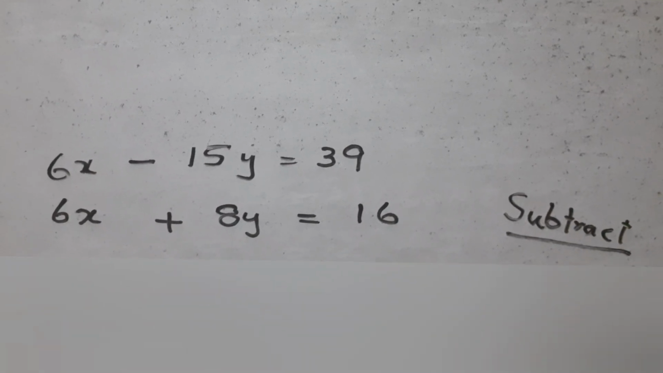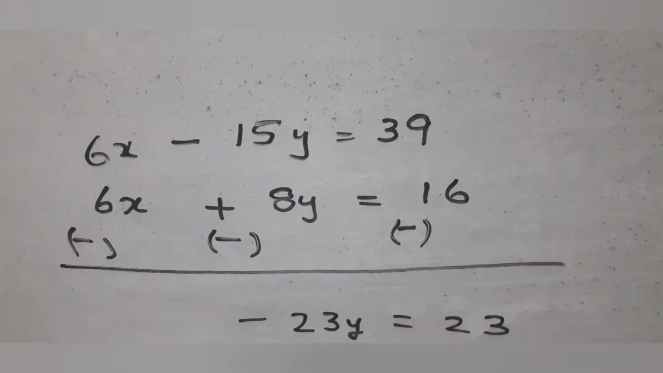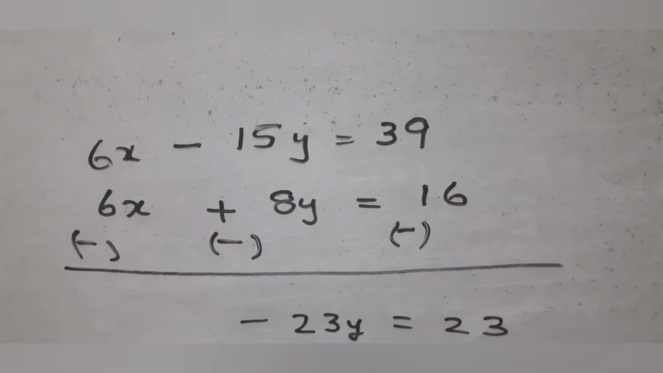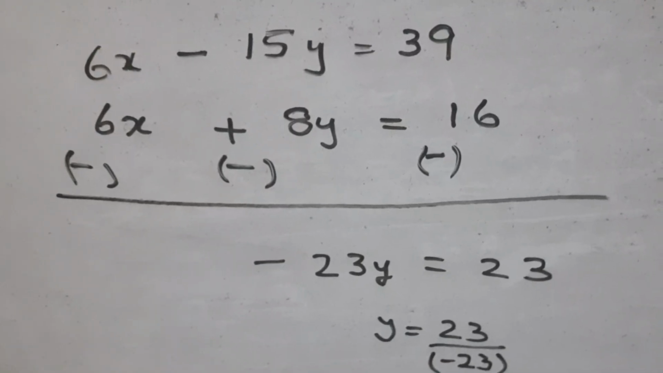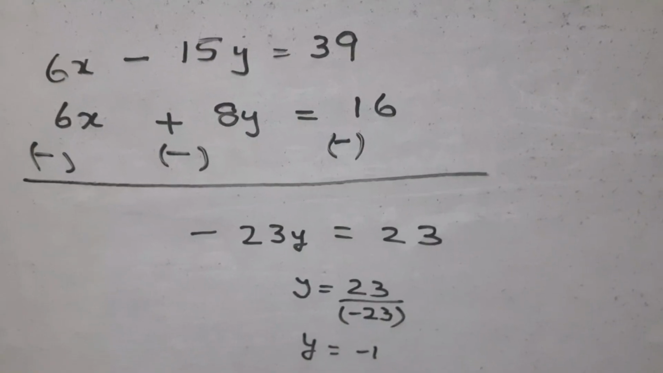Subtracting the equations gives minus 23y equal to 23. So y equal to 23 divided by minus 23. So y equal to minus 1.